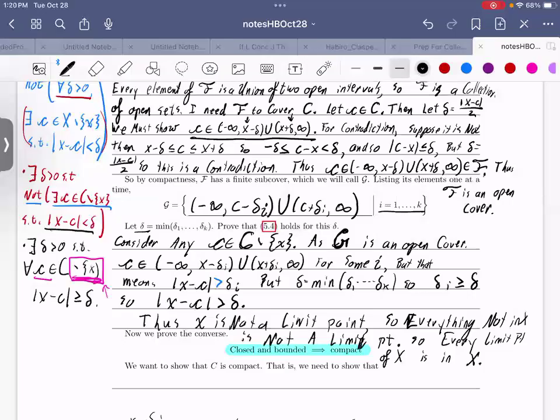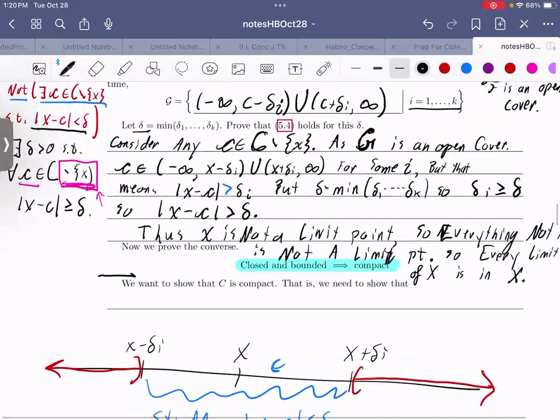We're back. All right, so we've just finished proving that every compact set is closed and bounded. Now we need the opposite: every closed bounded set is compact. So let's do that. I guess there's one thing that's missing.